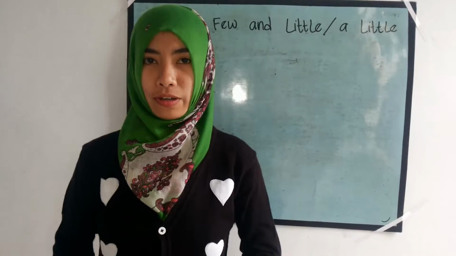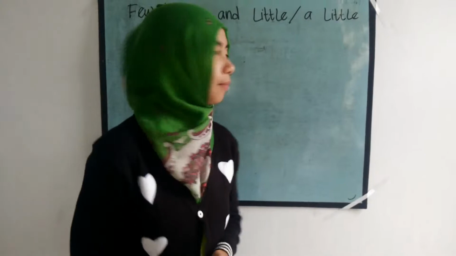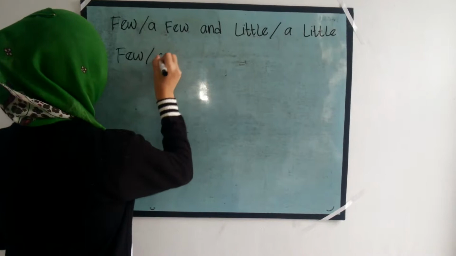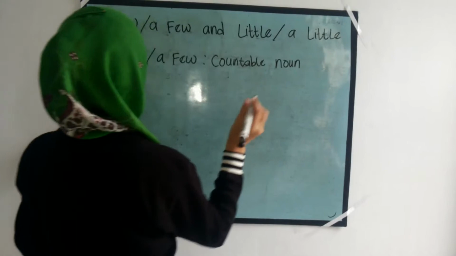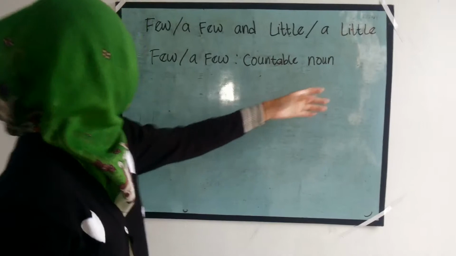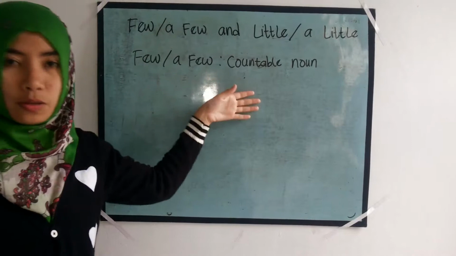Now I want to teach you about few and a few, and little and a little. Few and a few are for countable nouns. Few is for negative, and a few is for positive. Example.